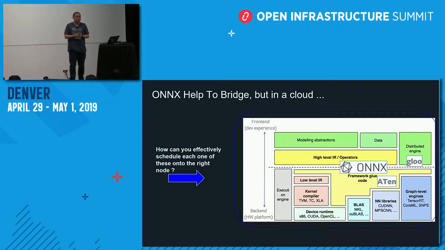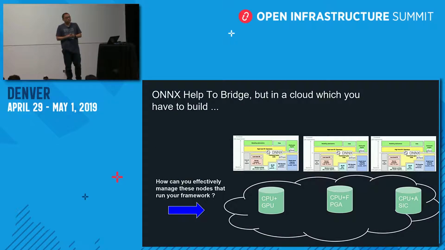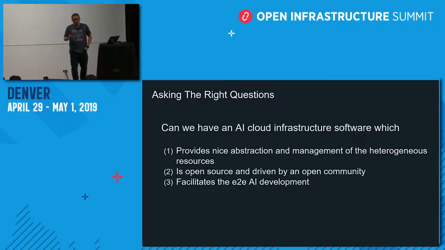But in the cloud, you need to figure out where those hardwares are. You need to figure out where to find the right hardware for the right workload. Those hardwares can be anywhere in your data center, and they could be various different hardwares. We need to ask the right question: can we have an AI cloud infrastructure software which provides a nice abstraction and management of the heterogeneous resources, is open source and driven by an open community, and facilitates the end-to-end AI development workflow?